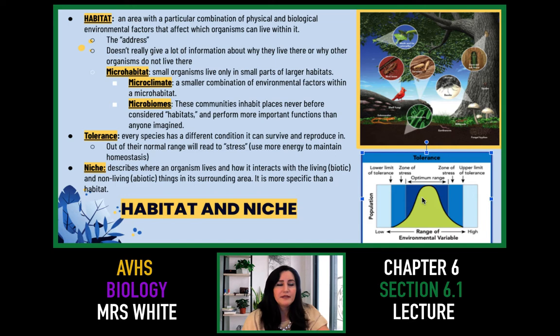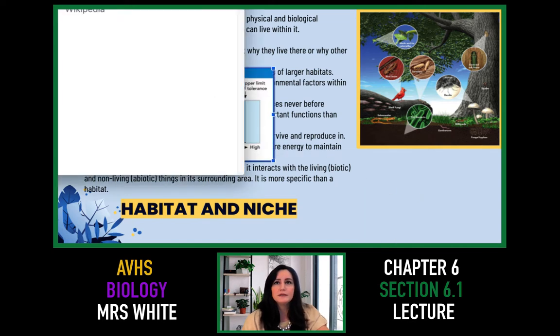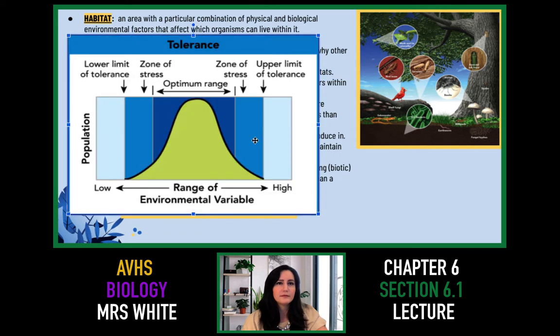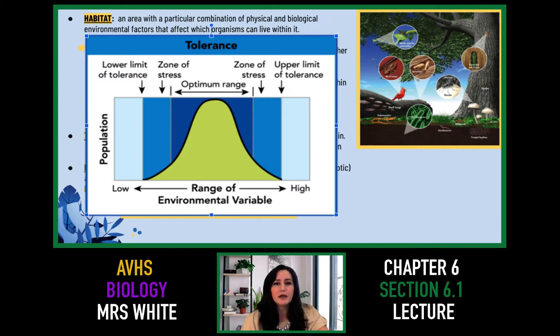Now, in this graph here, which I'm going to zoom in, we have a few things going on. This shows the response of a hypothetical organism to a single environmental variable, such as a change in sunlight or temperature. Now you can see here in the middle, this is your optimum range. And what we're looking at here on our x-axis is the environmental variable of being high versus low. So a lot of sun or a lot of temperature versus not a lot of sun or not a lot of temperature. And then we can actually see the population size of whatever this fake organism is.